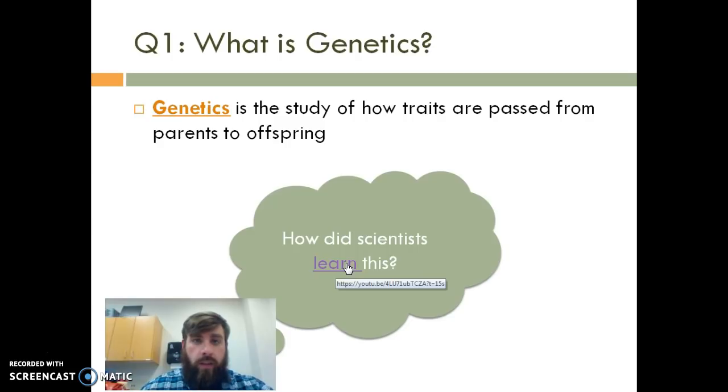Now, I know that the information in the video is slightly confusing, but I want you to think about what they learned from the information and how they learned that from the example that they used. So pause this video, open up the digital version, and click on the Learn link, and you should have a YouTube video that pops up. Watch that all the way through.